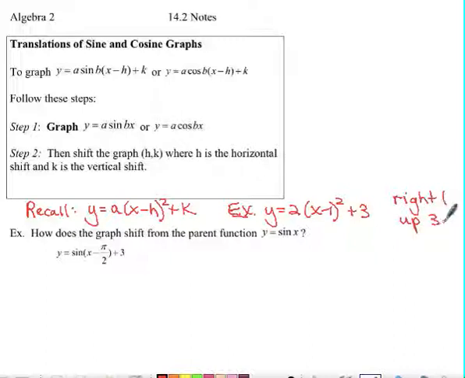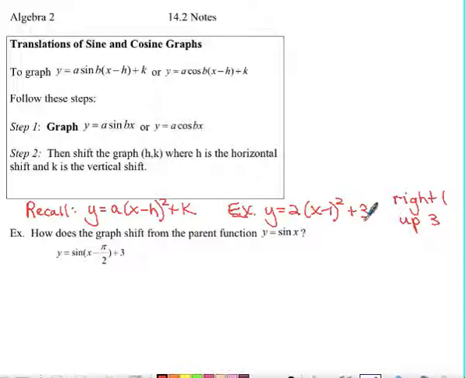And do you remember the silly little sentence we came up with, or actually one of my other classes did? It was "vacuum often in socks only." Vacuum often in socks only means the vertex is the opposite of the inside, the same as the outside. So it's the opposite of minus 1, so it's right 1, and it's the same as the outside, it's up 3.